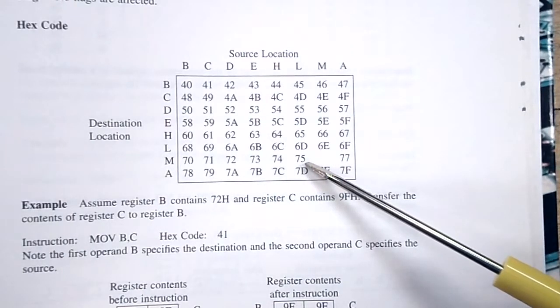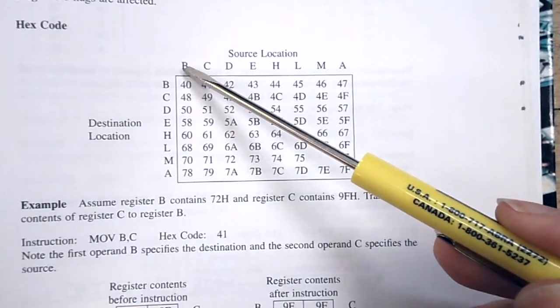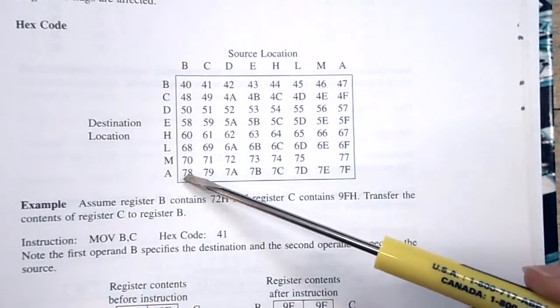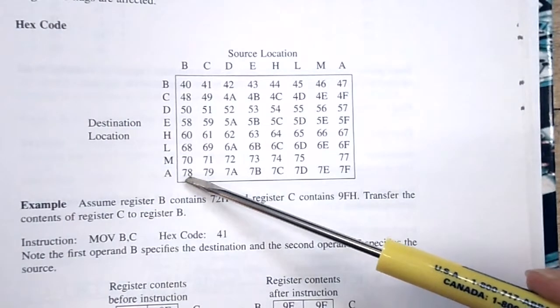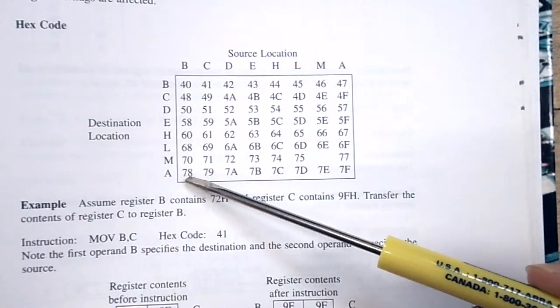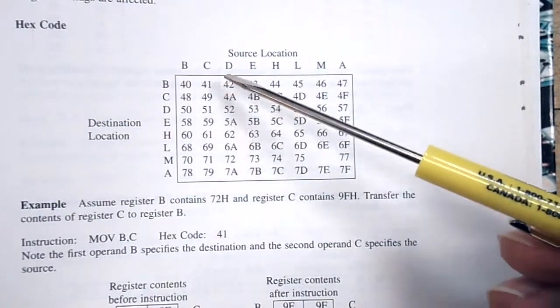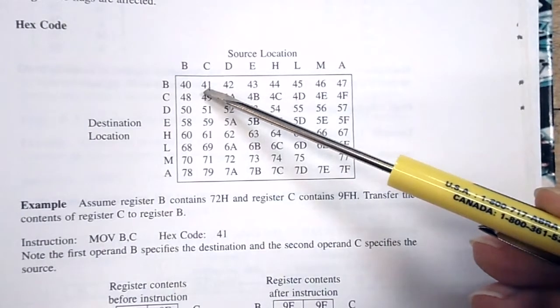So in our case, we want to move B into A. So B is the source location, A is the destination location, so the opcode is 78. In the second instruction, we want to move C into B, so C into B, the opcode is 41.